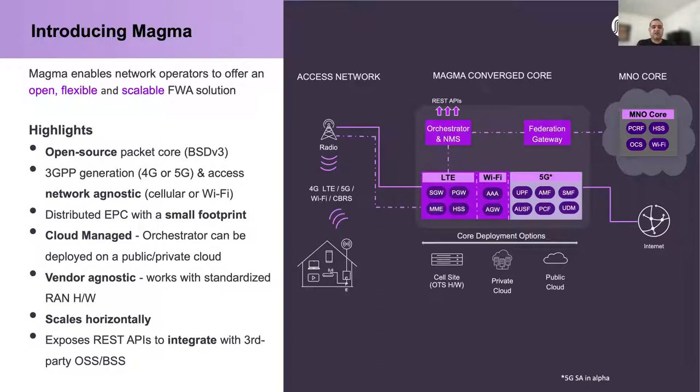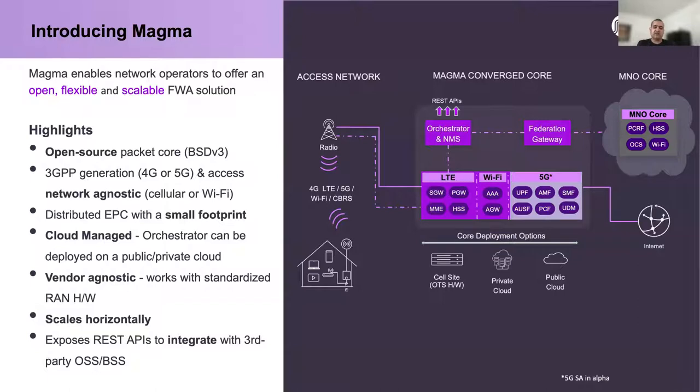The distributed EPC itself has a very small footprint. What this allows us to do is we can run the entire EPC all the way at the cell site or in slightly more centralized locations like edge POPs or even in public clouds. The entire deployment is managed through a single orchestrator. This gives a single pane of glass that abstracts away the distributed nature of Magma. This is what we call moving the network from a device-centric way of managing things to a network-centric way of managing things. The interfaces that Magma implements are standard interfaces.